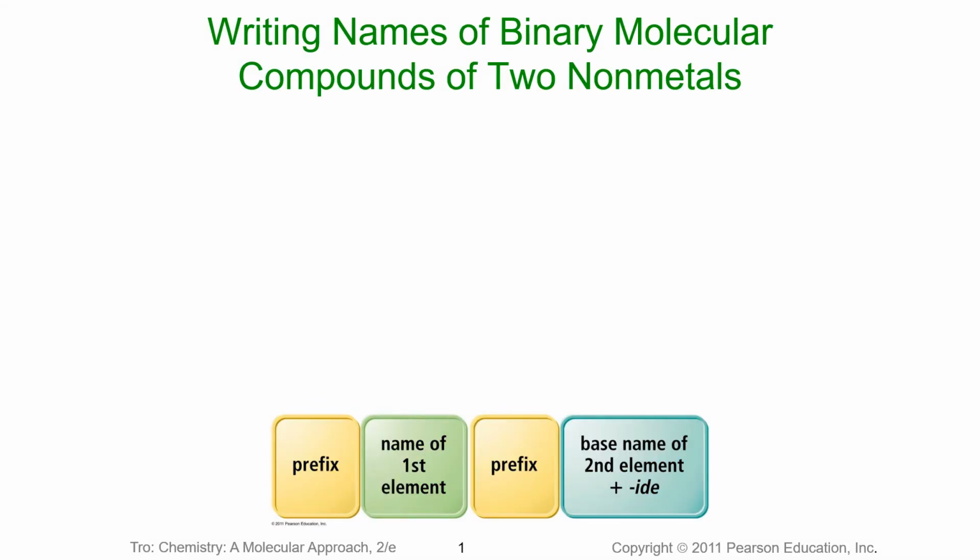Writing the names of binary molecular compounds. Binary means two, so we're writing names for two nonmetals. You likely already know how to name a couple of these. One example you might know is carbon monoxide or carbon dioxide.